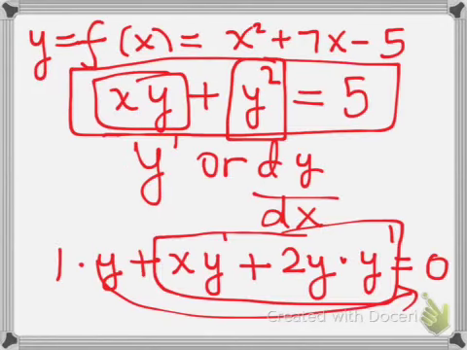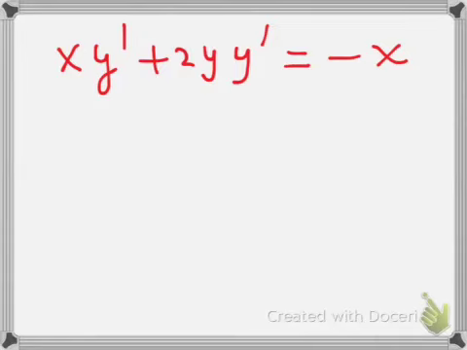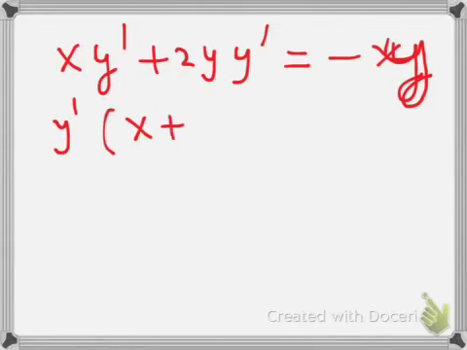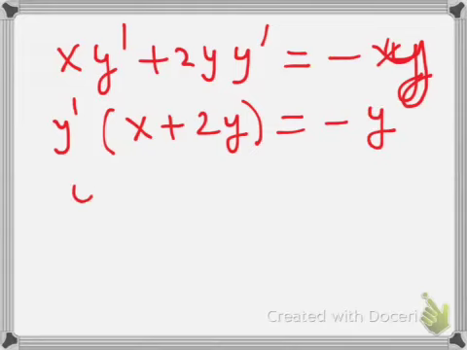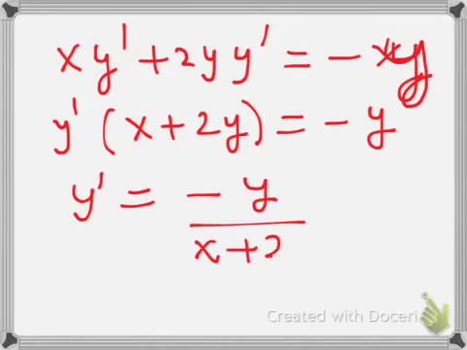So what I did is I moved, not x, y, I moved y on the other side, which becomes a negative y, and I kept xy prime plus 2y y prime on that side. So this is a negative y right here. Right? Now factor out a y prime. So y prime times x plus 2y equals negative y. Y prime equals, divide both sides by x plus 2y, y over x plus 2y.